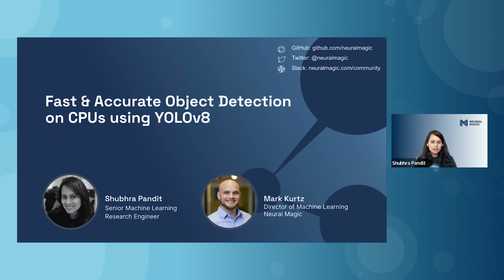As Sasha briefly mentioned, today we'll go over some of our latest research that focuses on YOLOv8 object detection models and how we used techniques like pruning and quantization on our DeepSparse engine to obtain up to 10 times faster models for inferencing on CPUs.